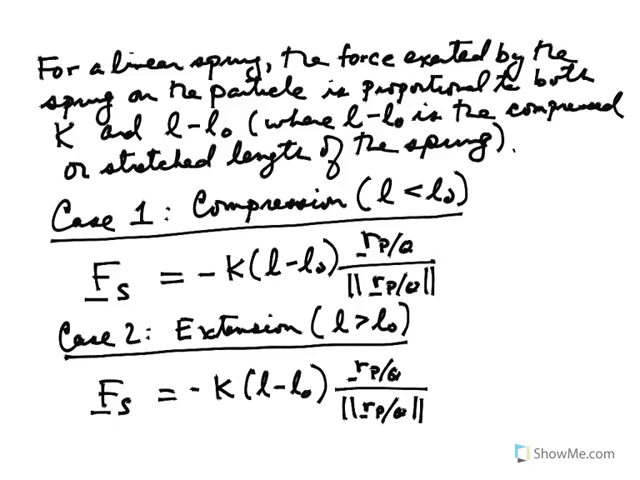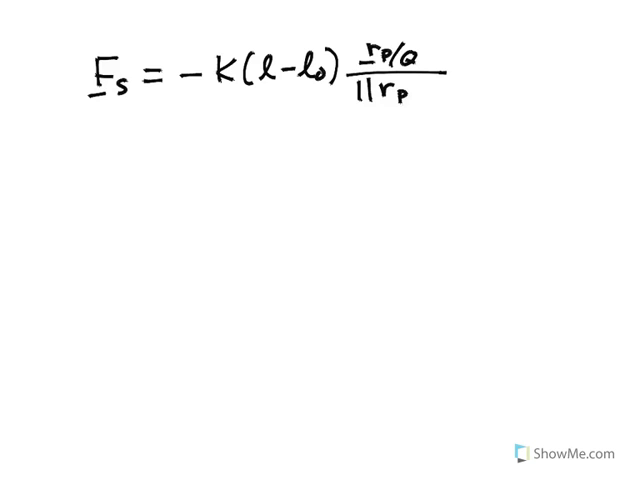So in both cases, I get the same result. I get that the force in the spring is equal to minus K times (L minus L naught) times the position of P relative to Q, all divided by the magnitude of the position of P relative to Q. But we can simplify this a little bit as follows.